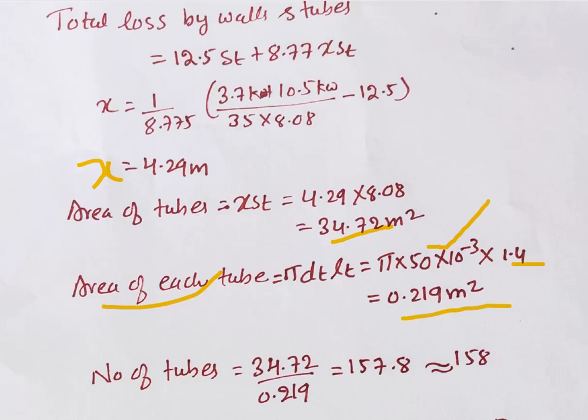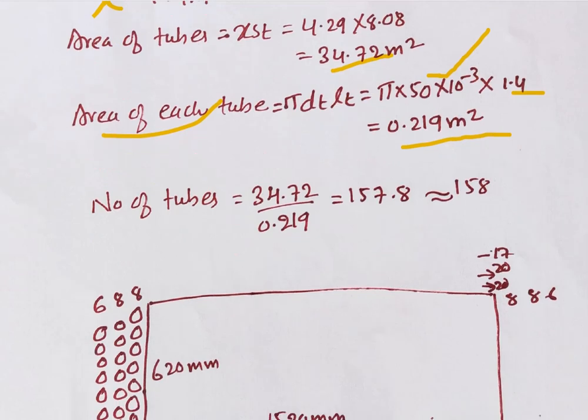So the number of tubes is the total area of the tubes, 34.72, divided by the area of each tube, 0.219. So you'll get 157.8. If you make it a round figure it is 158.